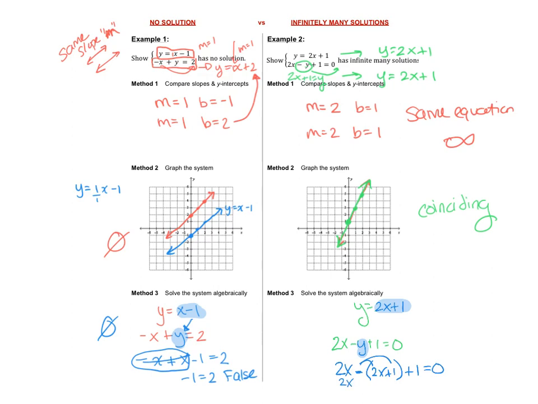So I'm distributing that negative to both. So then I get 2x minus 2x minus 1 plus 1 equals 0. The 2x minus 2x are 0. Negative 1 plus 1 is 0. So I get 0 equals 0. Because that's true, it's infinitely many solutions.